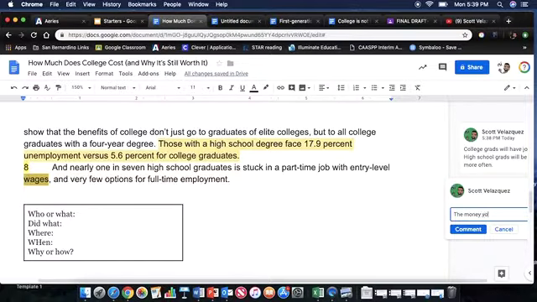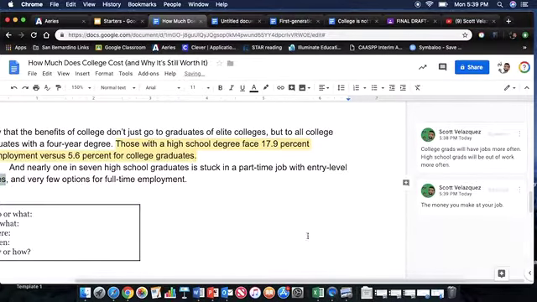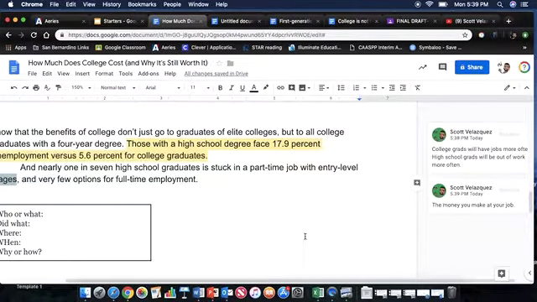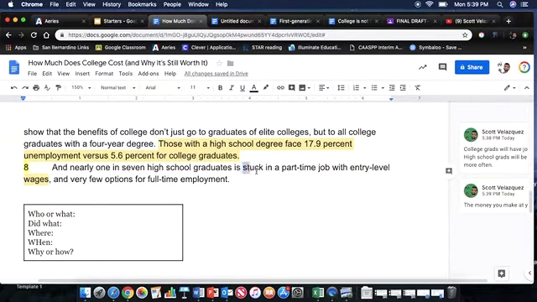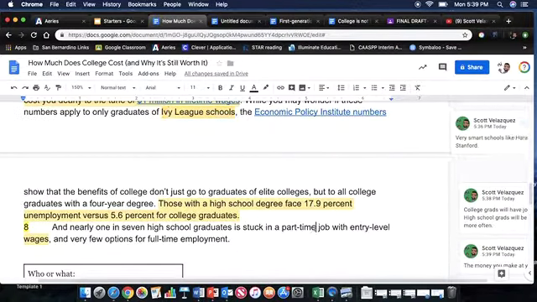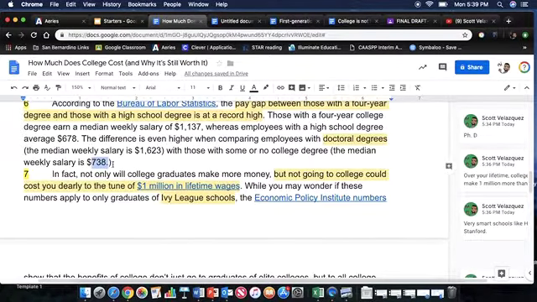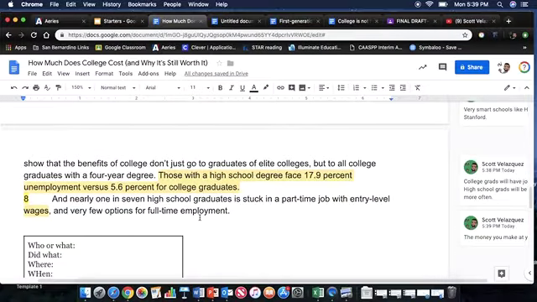The money you make at your job. So what it's saying is when you only graduate high school, a lot of people who graduate high school are stuck in part-time jobs, meaning they don't even work all the time. So if they're not working all the time, they're making even less money than what it said up here, right? 738 is assuming you work 40 hours a week. But if you're working part-time, let's say you're only working 20 hours a week, then that's even less. You'll make probably like $400, right? You don't want to be in that position.